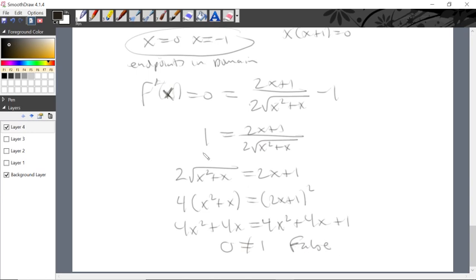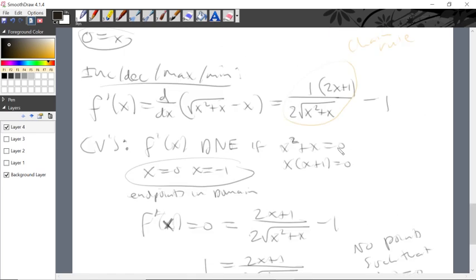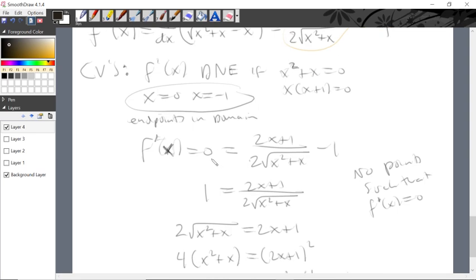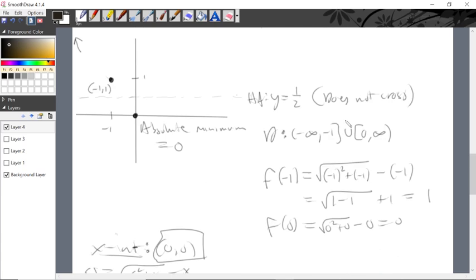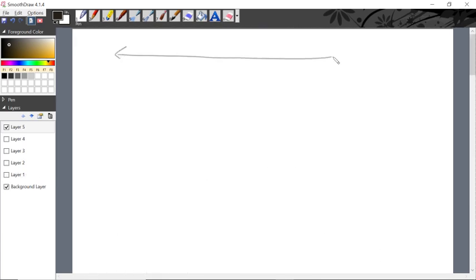What did we just find? There are no points such that f prime of x is equal to 0. In other words, there are no horizontal tangents. The only critical values then are 0 and negative 1. We're not going to test between 0 and negative 1 because that would not be within the domain of the function. So here's our domain.